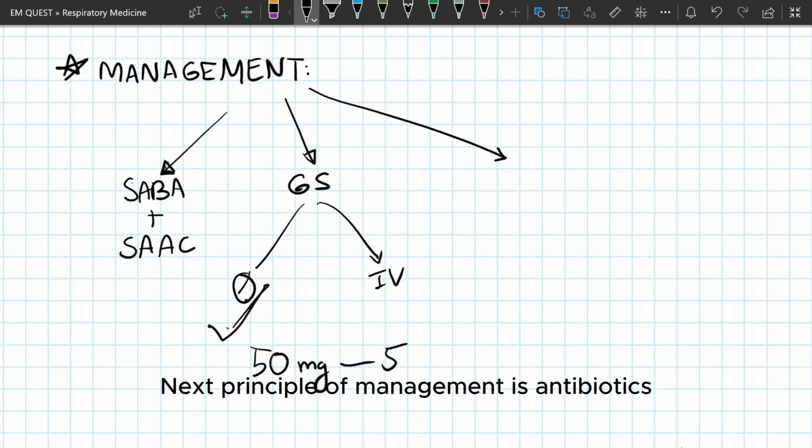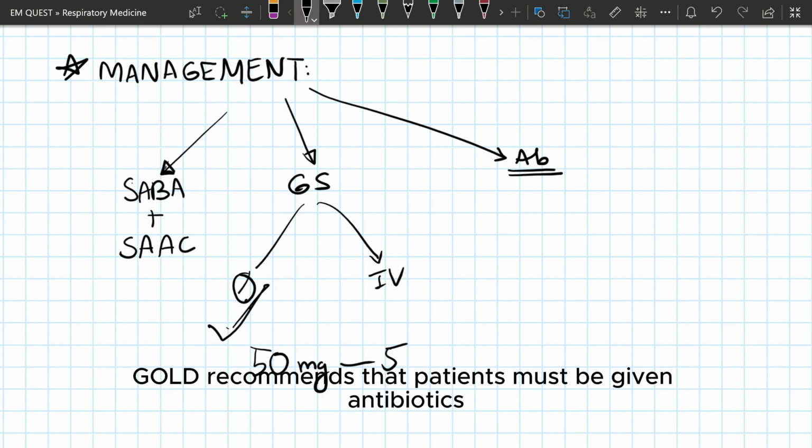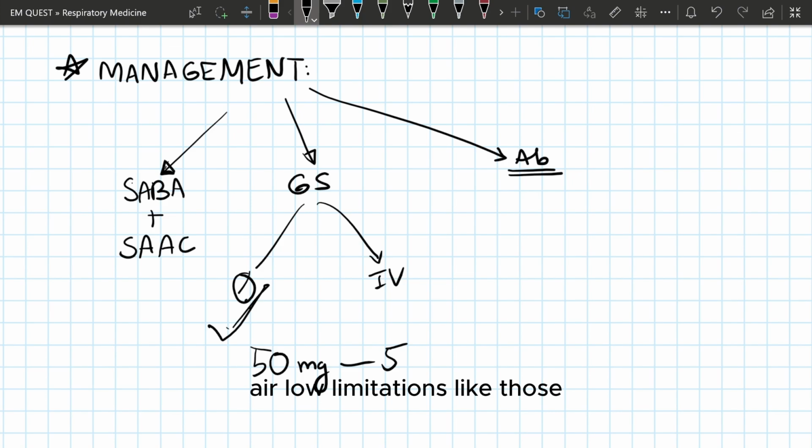Another principle of management is antibiotics, but this in itself is quite controversial. GOLD recommends that patients must be given antibiotics if there is increased sputum production as well as dyspnea, particularly patients with chronic severe airflow limitation, like those who have known bronchiectasis or are requiring mechanical ventilation, then they must be covered for pseudomonas.